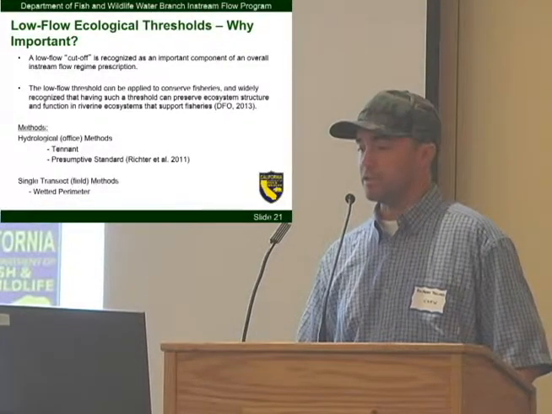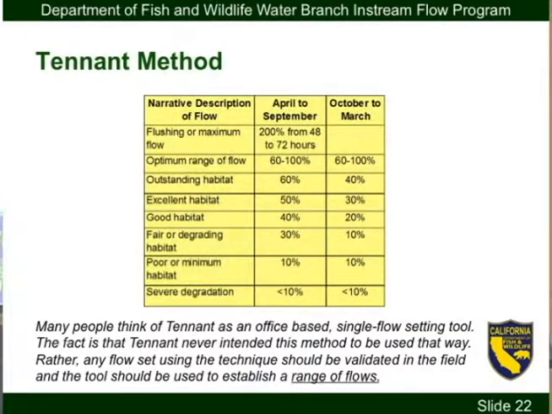I'm going to go over two hydrological methods which you can use in the office, and then what's called a single transect or field method, which you can go out and apply relatively easily in the field to get an idea of these low flows. What is a low flow threshold? One of the most traditional methods is called the Tennant method, and the Tennant method is based upon a certain percentage of the flow.